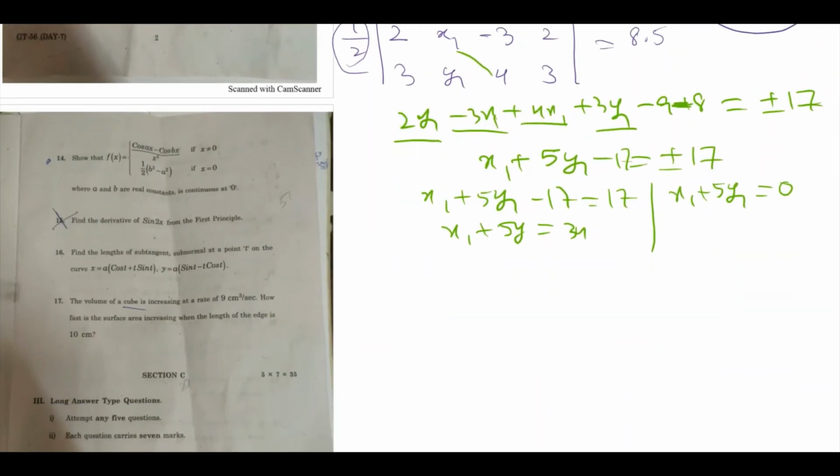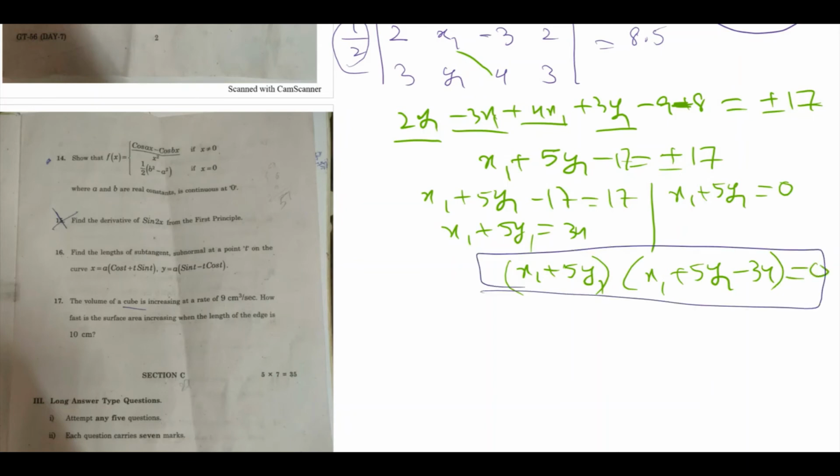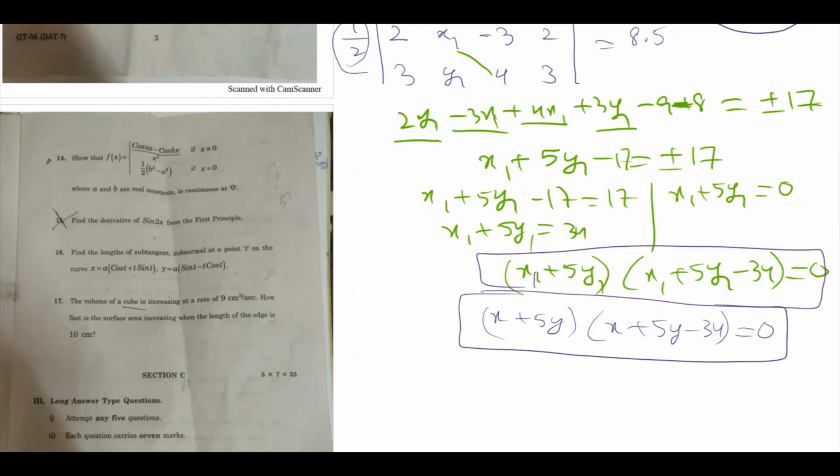So combining these two equations, x1 plus 5y1 minus 34 equals 0. So this is the given, this is the required locus of the line. If I remove the suffix once, x plus 5y minus 34 equals 0. This is the locus.